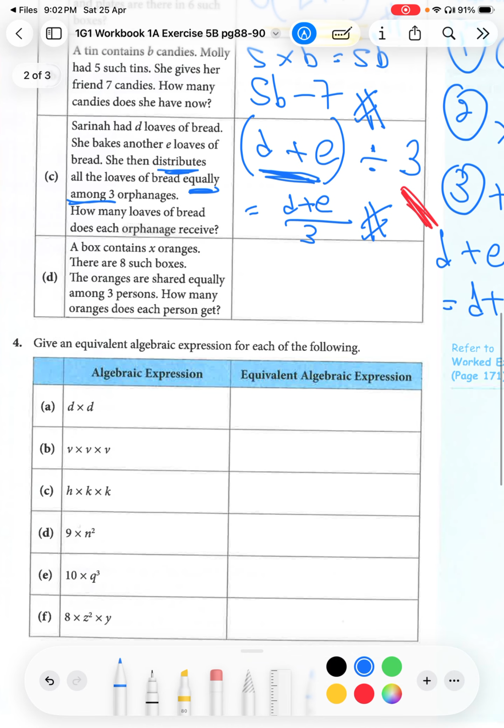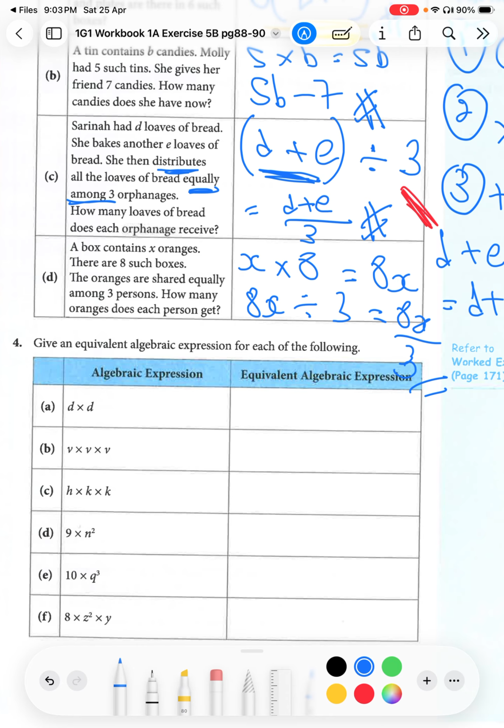The next one. A box contains X oranges. There are 8 such boxes. Then they are shared equally among 3 persons. How many oranges does each person get? A box contains X oranges. There are 8 such boxes, which is 8X. Then shared equally, divide by 3. So it's 8X over 3. That's your answer.